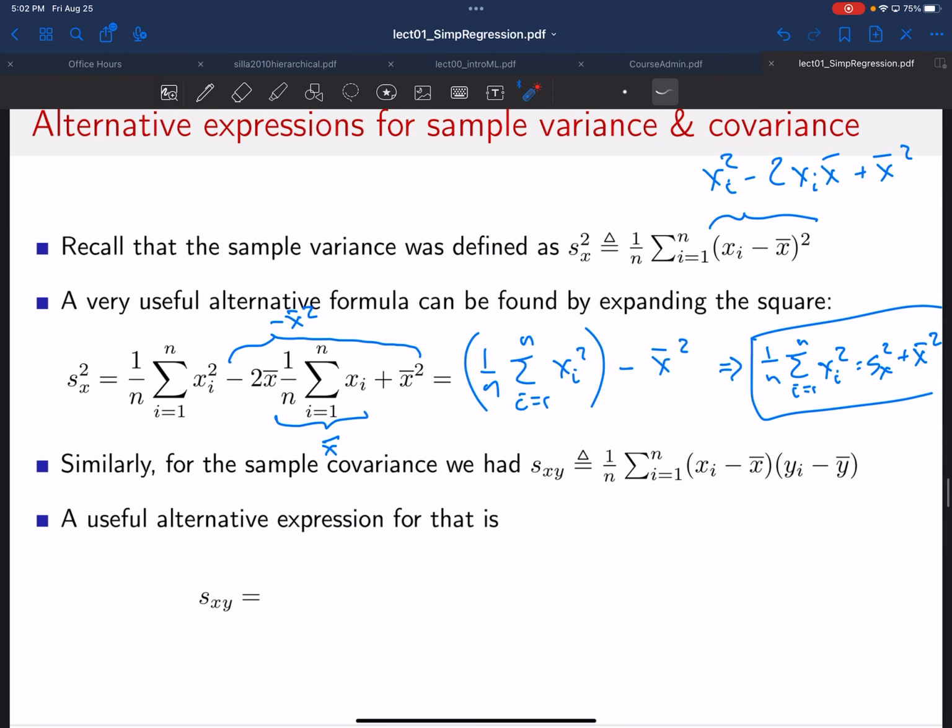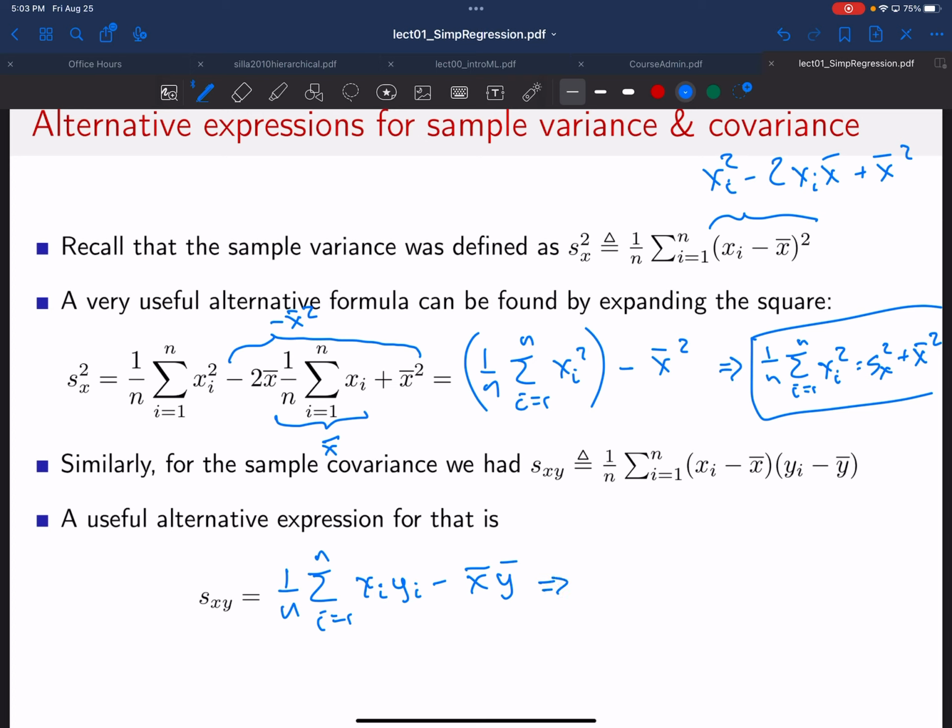Okay, so for the sample covariance, we can do a similar thing. So here's our sample covariance. We can expand this similar to what we did here. And I'm not going to go through all the details. We get a bunch of cancellations, very similar to above. We end up getting, let's see, this is xi, yi, and then minus x bar, y bar.